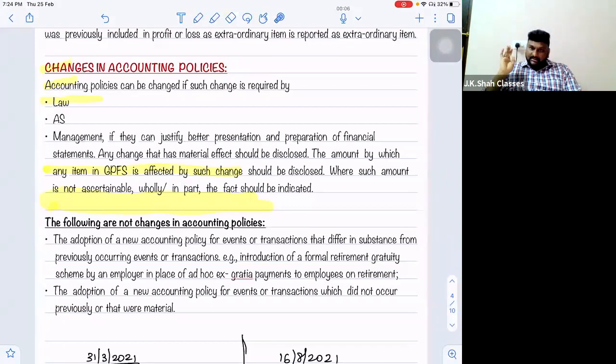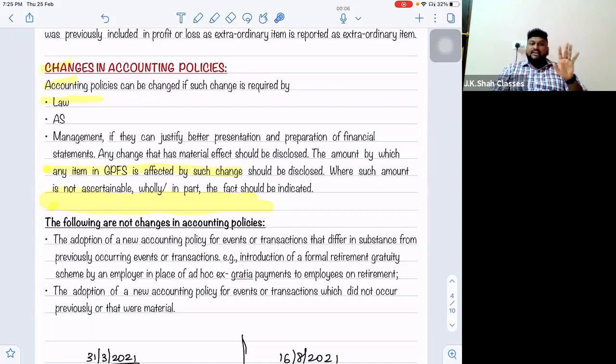Same point again appears. But what is important are these two statements, because on these two statements, questions were raised by the institute. Means these are the following two situations where this is not called as a change in accounting policies. Now, please understand these situations. First I'll read the statement, then I'll explain it to you. The adoption of a new accounting policy for events or transactions that differs in substance from the previously occurring events or transaction.